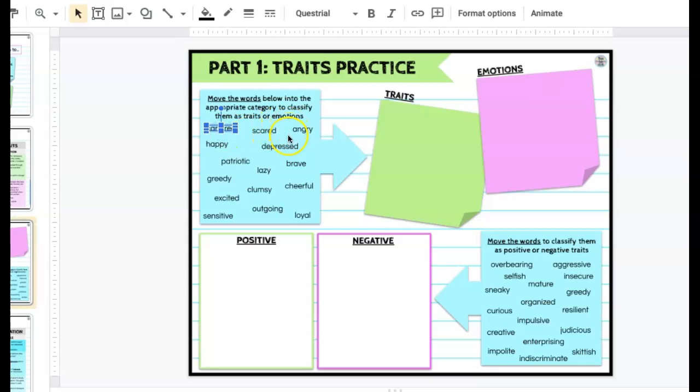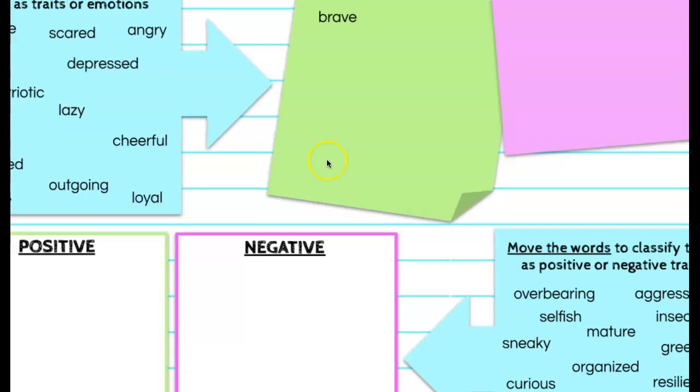So if you decide that brave is a trait, you would put it there. If you thought clumsy was an emotion, you would put it there. And so all of these words are either under a trait or an emotion. Then the next two things we're going to look at are positive or negative traits, or positive and negative kind of connotation. What is a word? Is it positive or negative? So these words are the ones you're going to put for positive and negative.